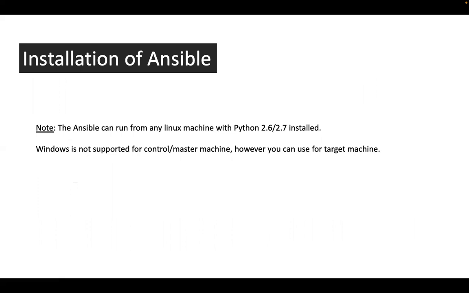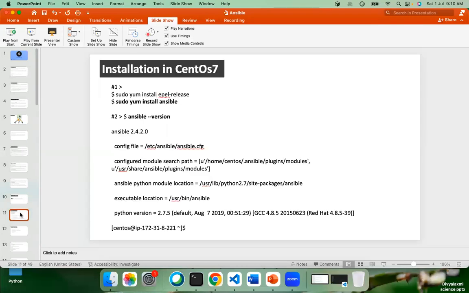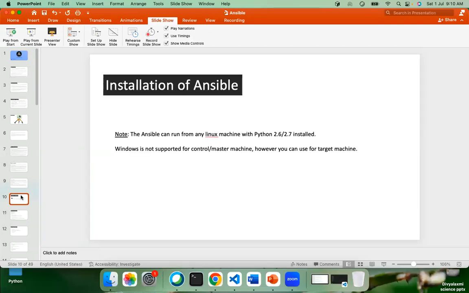Now, let's see the installation of Ansible. As I said before, guys, remember Ansible can run from any Linux machine with Python 2.6 or 2.7 or a later version installed. Windows is not supported for the control or master machine. However, you can use it for a target machine or node machine. That is what I was telling you, right?